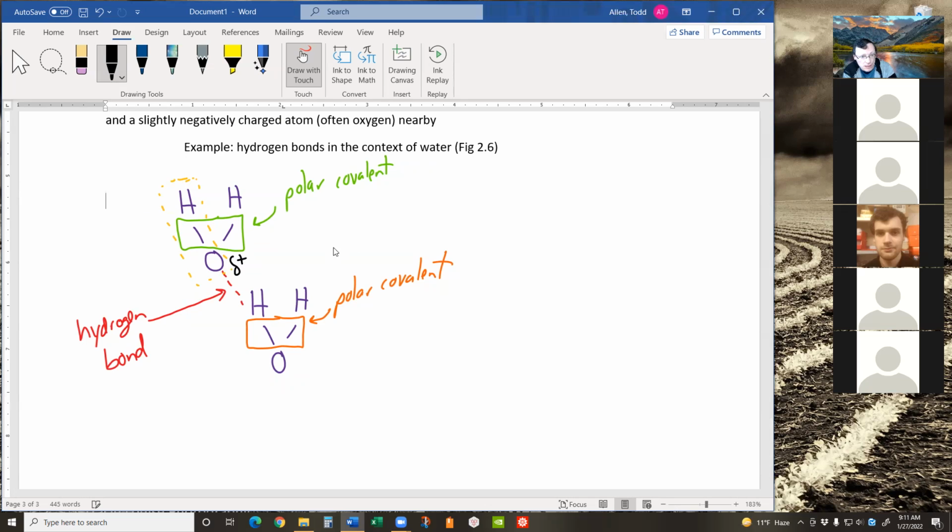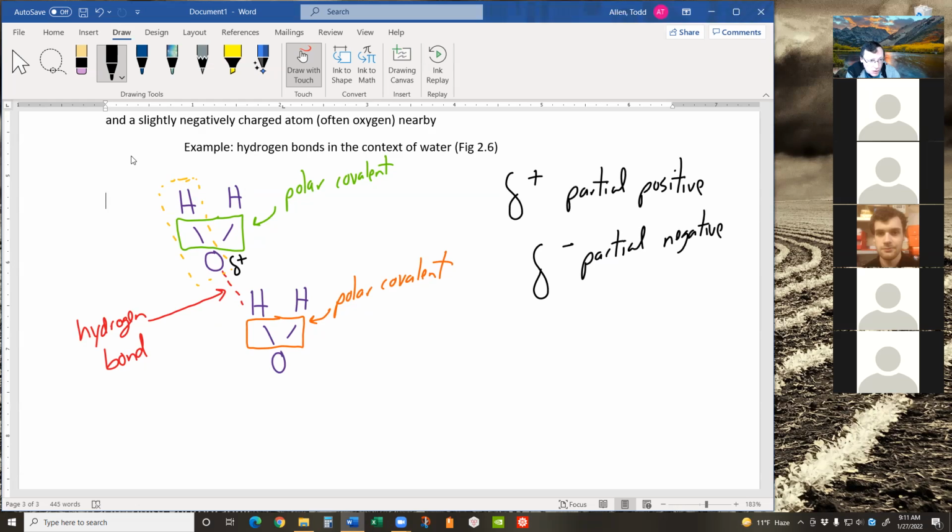Okay, so this is a symbol which means partial positive. This would be a symbol which means partial negative. Okay, so the oxygen on the top molecule takes on a partial positive. Excuse me, I'm sorry, I just drew that wrong. Sorry, folks. It takes on a partial negative because it's drawing electrons towards itself. Sorry, I didn't mean to confuse.